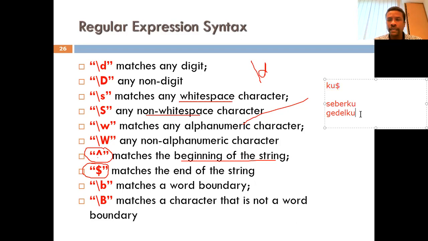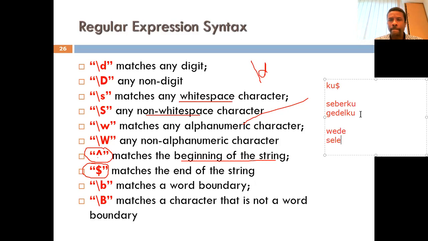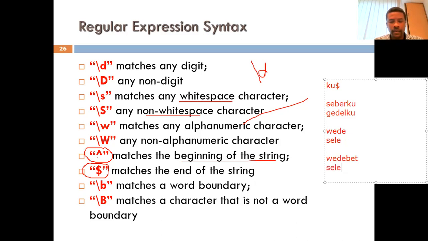What if I want to find the prepositions, whether, when, and sila? Whether, when, sila. So sila is going to be found at the start.